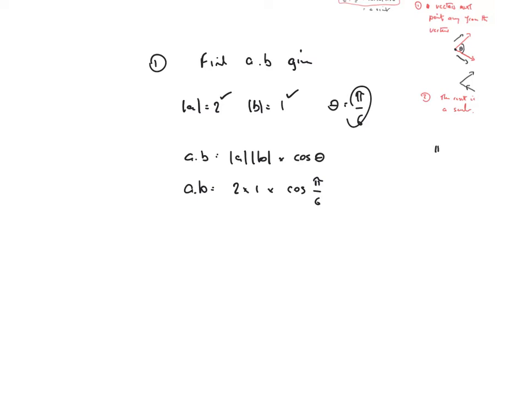Now remember that pi over 6 is 30 degrees, so that's 2 times 1 is 2, multiplied by cos pi over 6, which is cos 30. Cos 30, we can pick up the exact value for that. Cos 30 is one of your 15 exact values that you should know, and that is root 3 over 2. So I now get 2 times root 3 over 2, the 2 and the divide by 2 cancel out to give me a final answer of root 3.